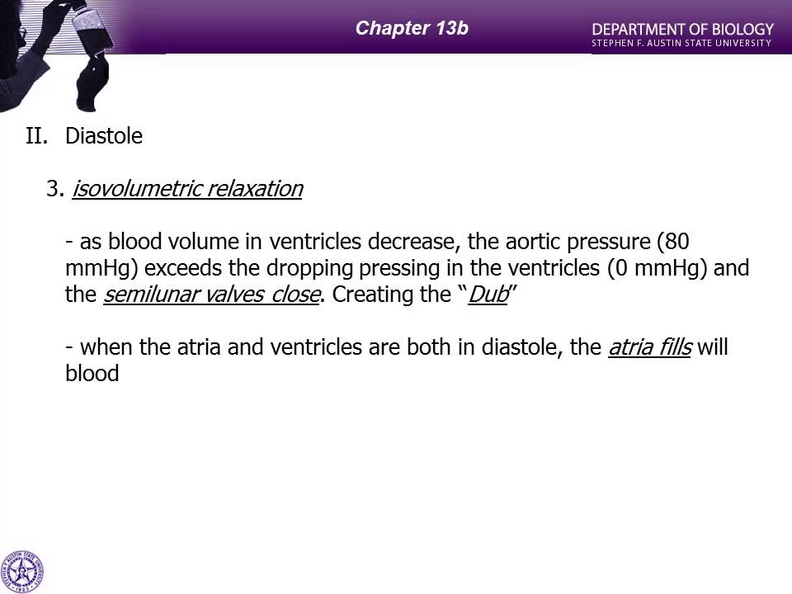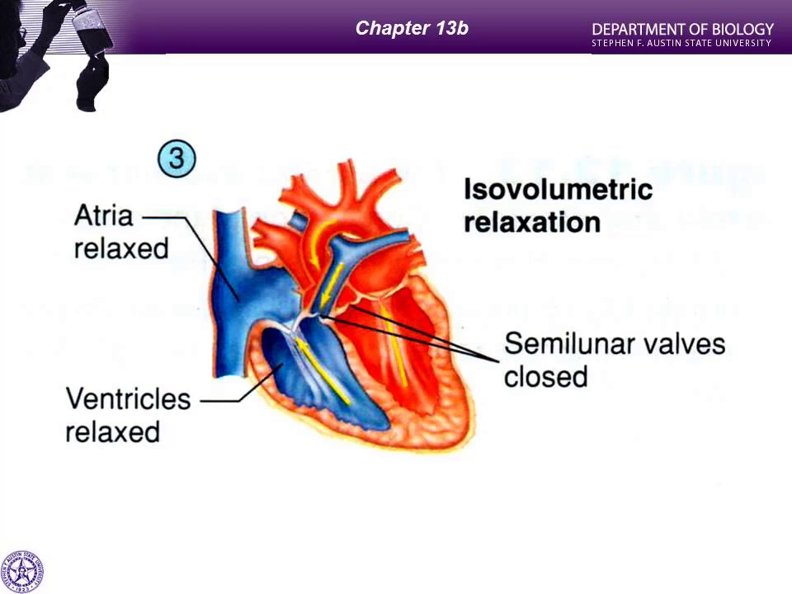And so here in step number 3, isovolumetric relaxation, we've got our semilunar valves closing, but notice our AV valves remain closed. So in isovolumetrics, we're going to have one set of valves closing and one set of valves remaining closed. You just have to know AVs close with contraction and semilunars close with relaxation. So again, they're just opposite of one another.